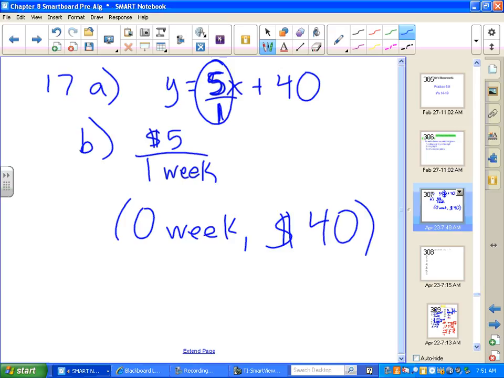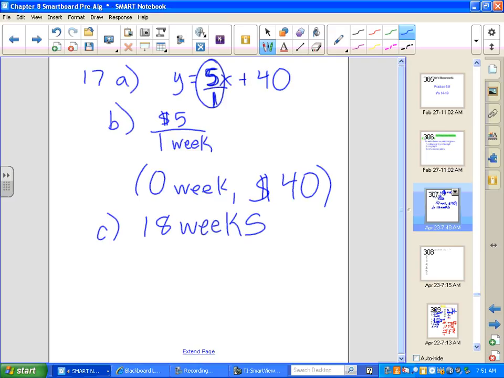Okay, Adam, what'd you put for C? How many? No, C, 17C. How many weeks do you need to save for the guitar? 18, good. So C, we have 18 weeks. Okay, D, I told you not to worry about. 18 made you think a little bit, but I'm hoping you guys got this.